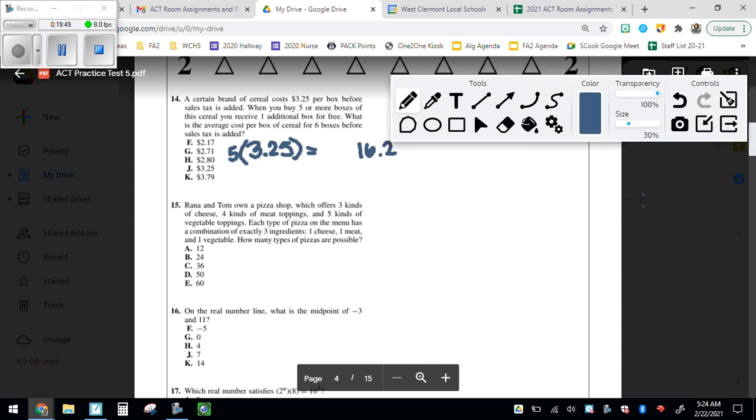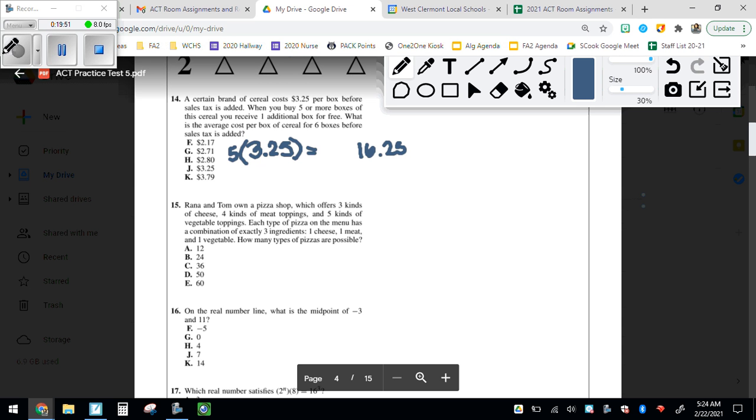But that doesn't get you 5 boxes of cereal. That actually gets you 6. Remember, average is the total amount divided by how many there are. So you're going to pay $16.25, but you're going to get 6 boxes of cereal. So we're going to take $16.25, divide it by 6, and the answer is 2.708333333. Closest one that is 271.